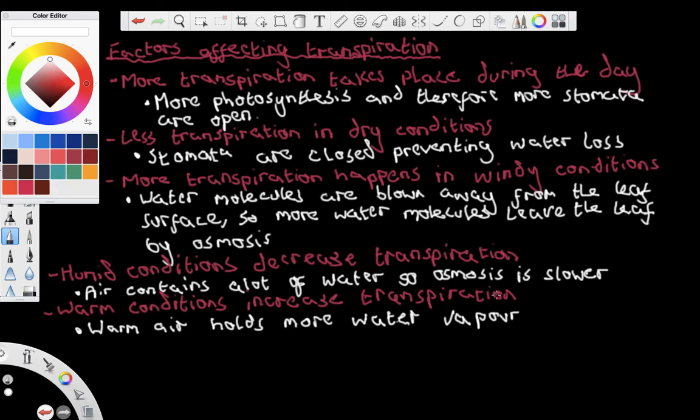And finally, light increases transpiration because it causes stomata to open. So more light increases transpiration.